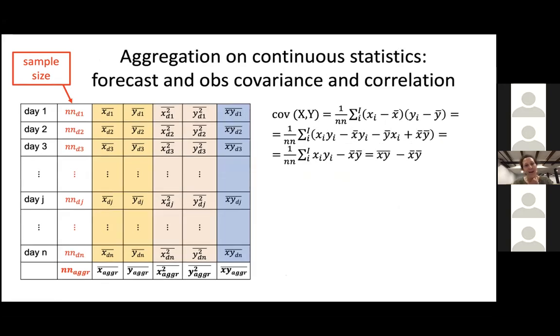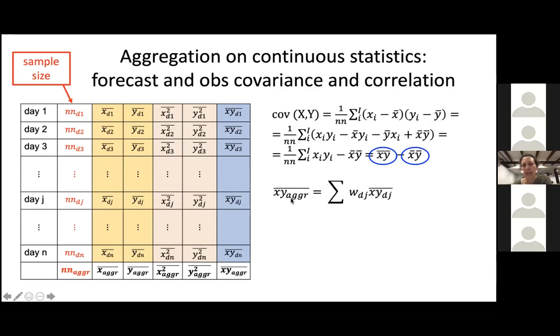Forecast and observation, covariance and correlation. For the covariance, you can do the same math as you did for the variance. You multiply these 2 equations and you obtain this. And then you take them out with respect to the averaging. What you obtain is the average of the products minus the product of the averages. So these are the 2 quantities you need to calculate the covariance.